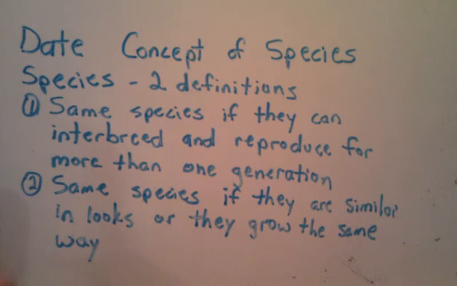Okay? We said that species has two definitions. The first definition says that it's the same species if they can interbreed and reproduce for more than one generation. The second one says they're the same species if they are similar in looks or they grow the same way. Okay, species is the smallest unit in taxonomy. However, variations may occur within a species. These smaller groupings within a species are called varieties, races, breeds, or subspecies.